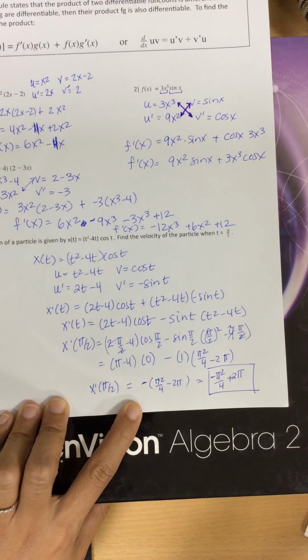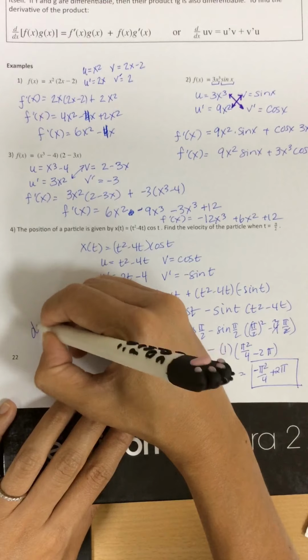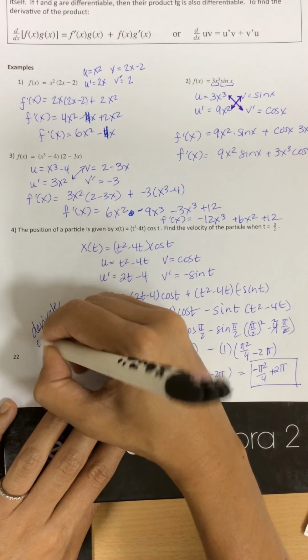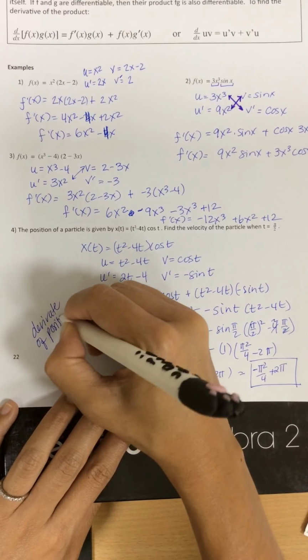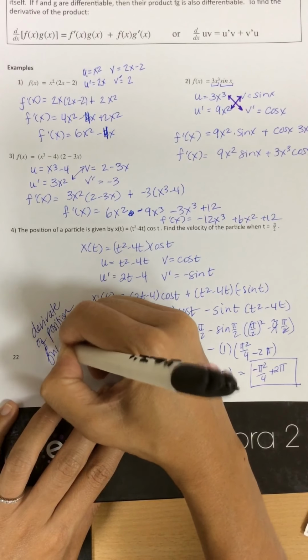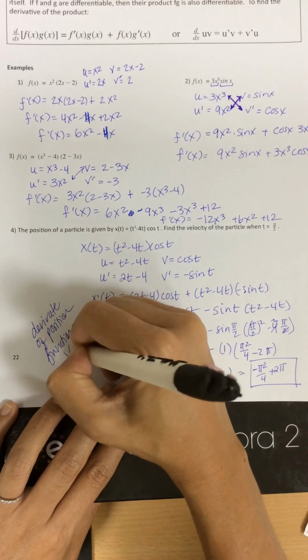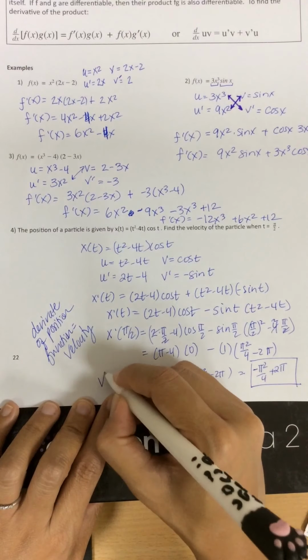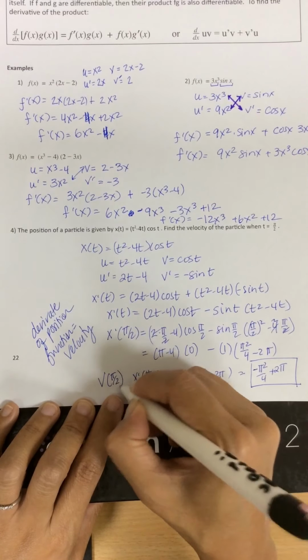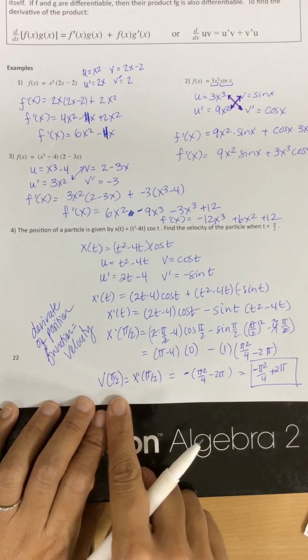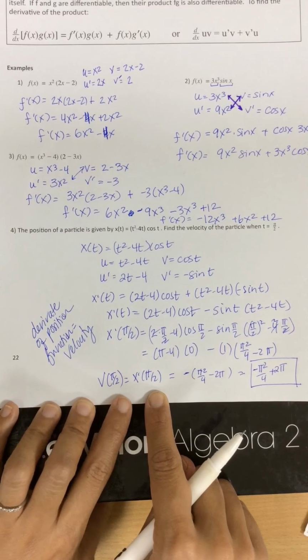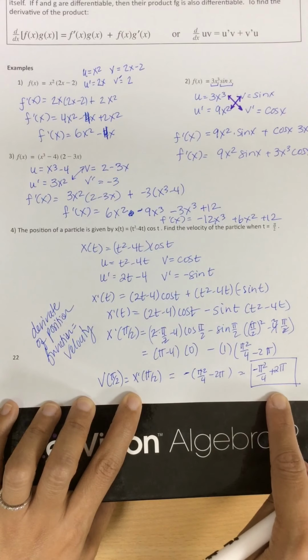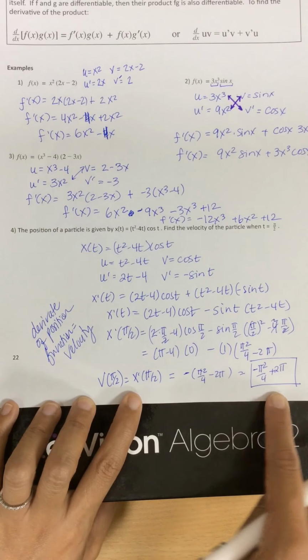And remember, the derivative of a position function is the velocity function. So this x prime of pi over 2 is the same as the velocity at pi over 2. Okay, so the velocity at pi over 2 is equal to the derivative of the position function at pi over 2, which is this right here. We can put it in our calculator and get some decimal, but we don't need to. That's good enough.